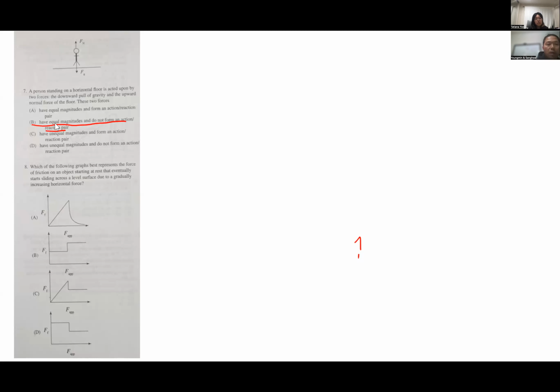And number 8, which of the following graphs best represents the force of friction on an object starting at rest that eventually starts sliding across a level surface due to a gradually increasing horizontal force?